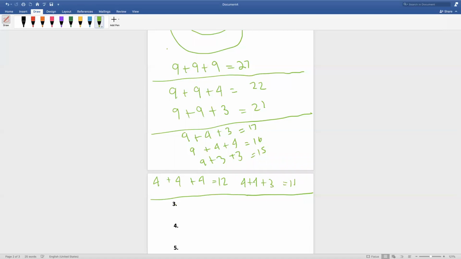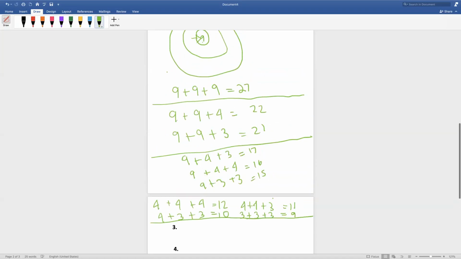And then there's 4 plus 3 plus 3, which is equal to 10. And there's one more, which is 3 plus 3 plus 3, which is the lowest sum, 9.